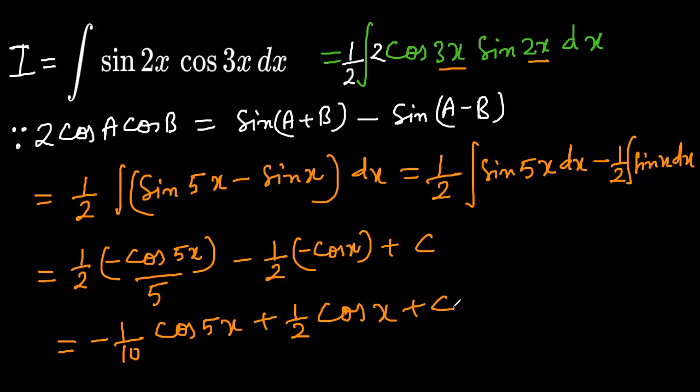So this is the way we use trigonometric identities to reduce our trigonometric function to a form where we can integrate it easily. All right. We will take one more example, one more warm-up question.